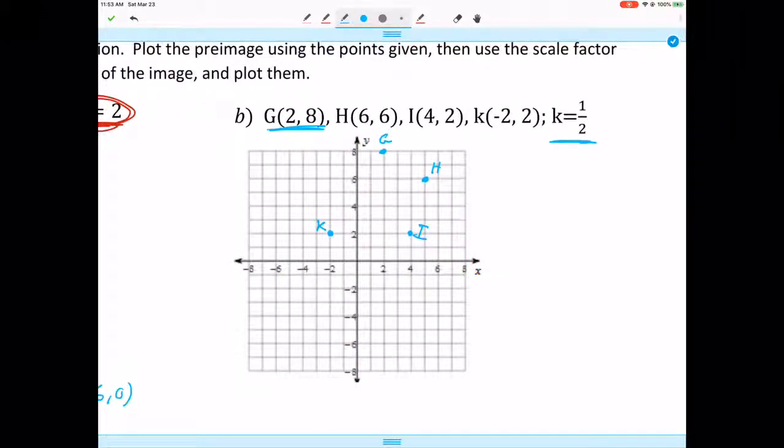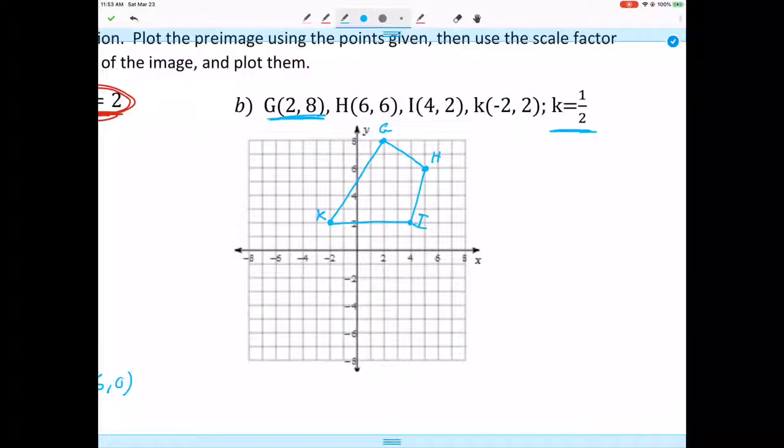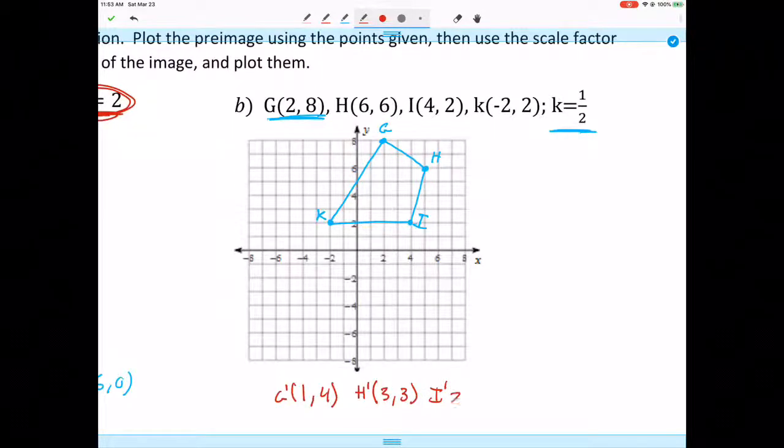Connect those dots. This is not a triangle, but that's okay. And then we want to find the new points. So we need to multiply all those answers by 1/2. So G prime is going to be 2 times 1/2, which is 1, and 8 times 1/2, which is 4. Or you could just say we're dividing them by 2. H prime, 6 divided by 2 is 3, and 3. I prime is 2, 1, and then K prime is -1, 1.